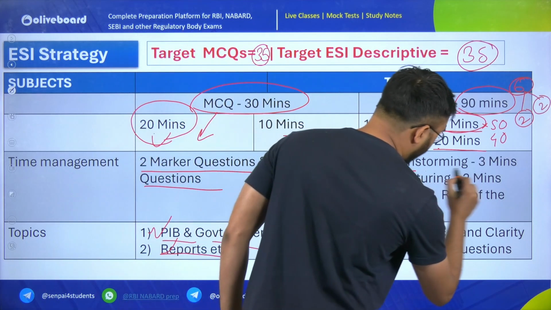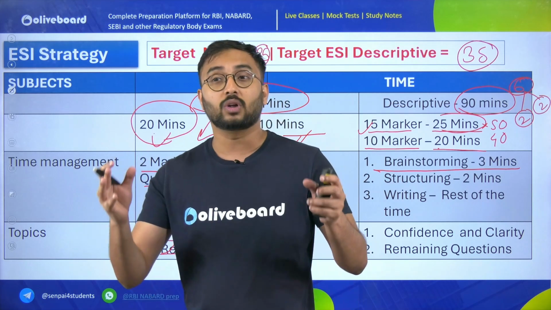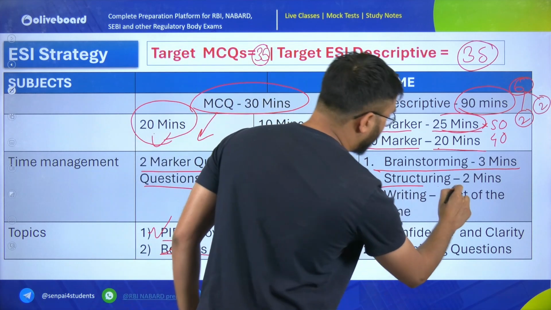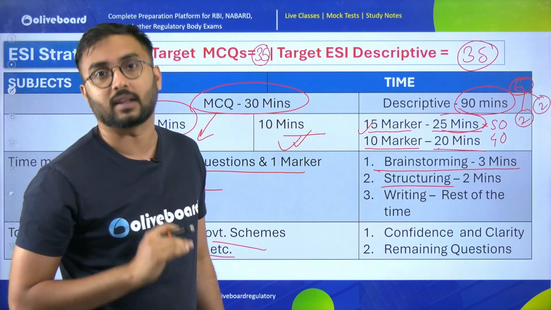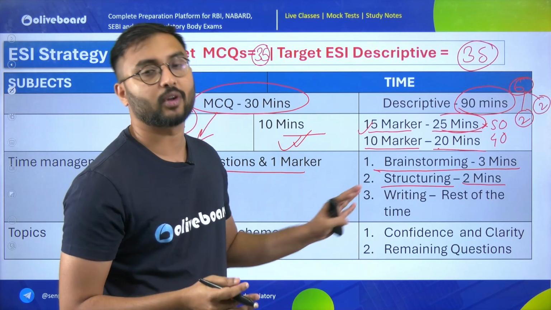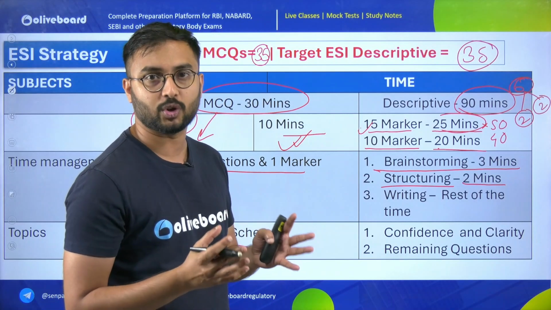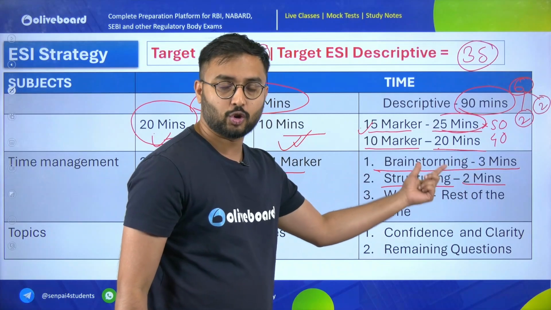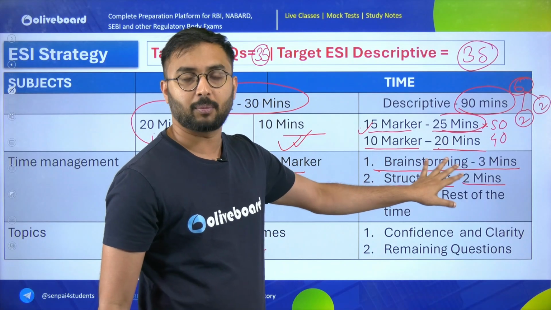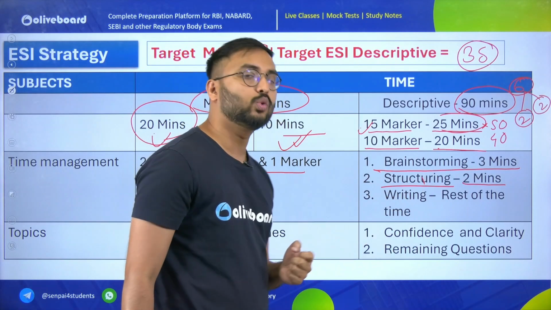So for every answer, 3 minutes should be given to brainstorming. Brainstorming includes collecting the points, collating what to write, content and context. Structuring is nothing but how to arrange that content and context. So for brainstorming 3 minutes, for structuring 2 minutes. Rest of the time for writing the answer. Simple as that. For example, if you are writing a 15-marker question, 5 minutes for brainstorming and structuring, 20 minutes for writing. If you are writing a 10-marker question, 5 minutes for brainstorming and structuring, 15 minutes for writing the answer. Simple as that.